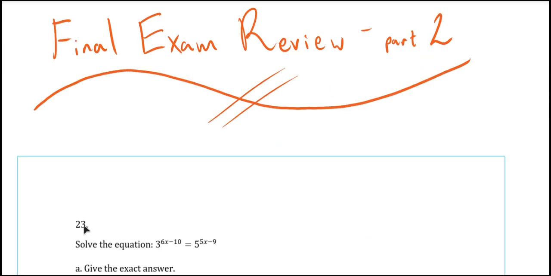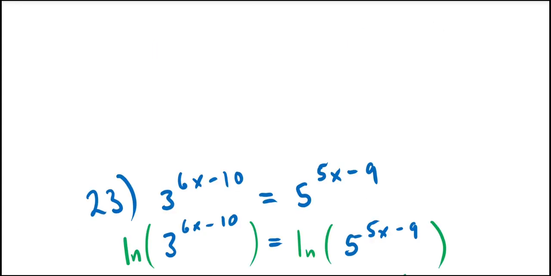So let's resume with question 23, which is on an exponential equation. We have 3 to the power of 6x minus 10 is equal to 5 to the power of 5x minus 9. And we see that these bases, 3 and 5, really aren't related through powers. This isn't like 3 and 9. So I wouldn't try to find any common base to them. We'll go through a couple different ways that you could proceed with this problem, but all of them are going to involve taking a logarithm.